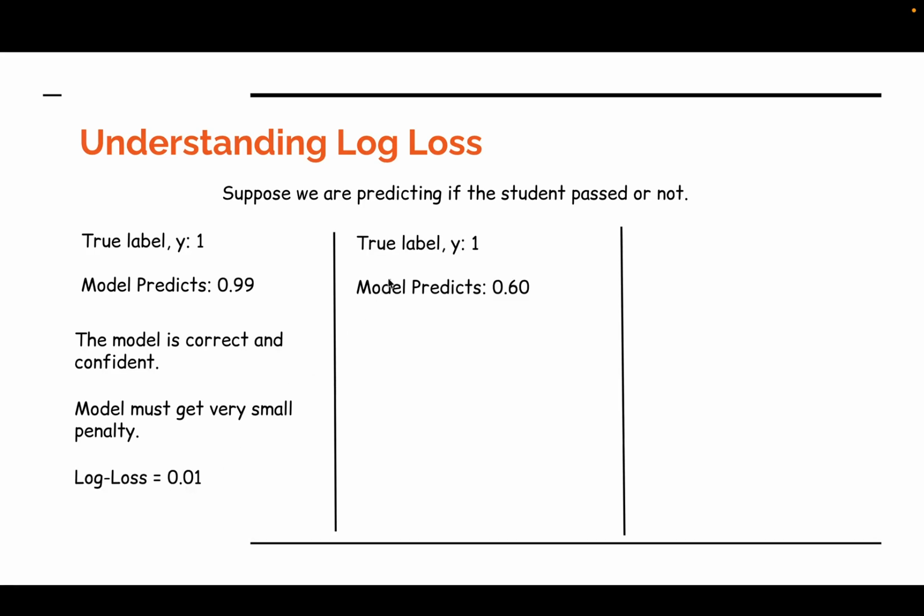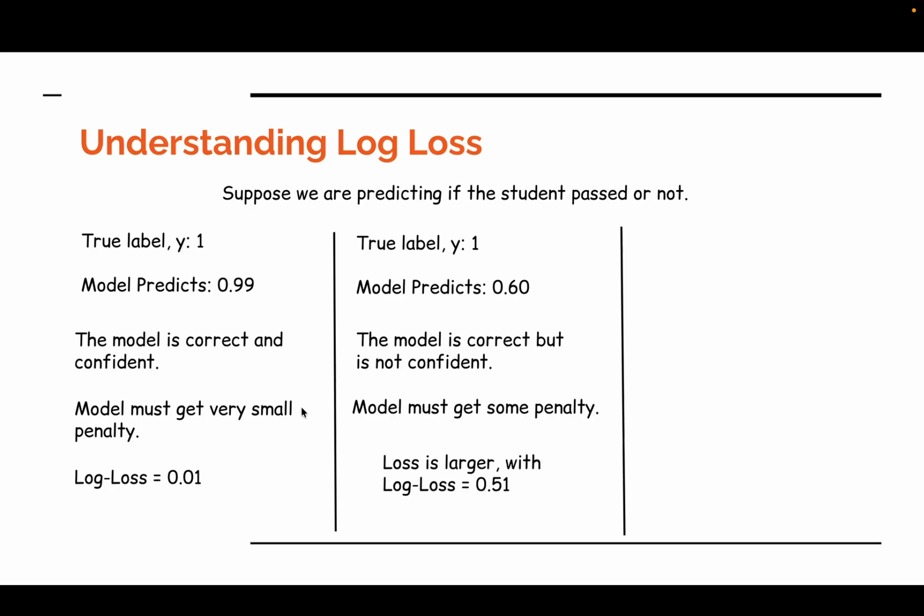Now let's see if we have true label y equal to 1 and the model predicts with the probability of 0.60. Though the model is correct, it is not as confident as the previous case. So we have a penalty much larger than the previous case and we have a log loss of 0.51.